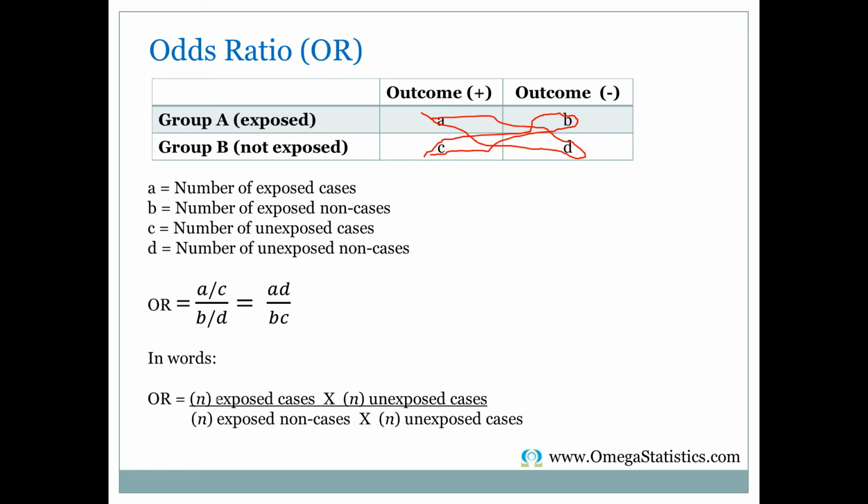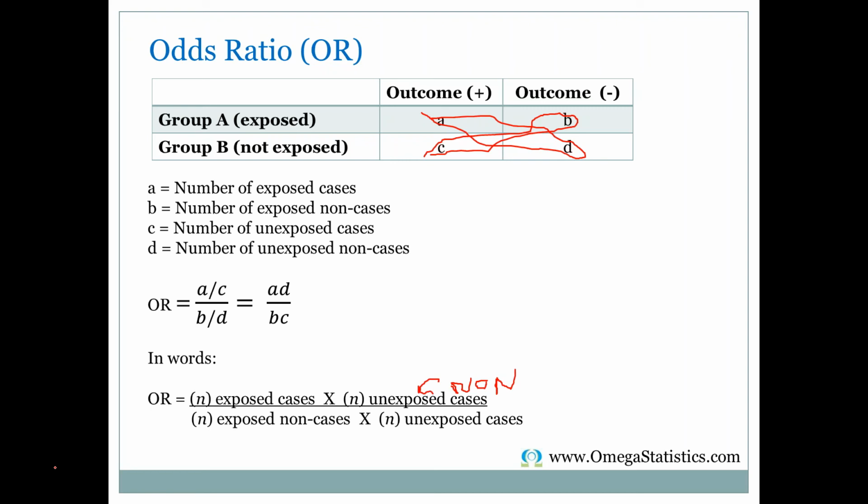You're going to have the number of exposed cases times the number of unexposed non-cases right here, and you're going to divide it by the exposed non-cases multiplied by the unexposed cases right here. And C was the unexposed. Yes, this should be unexposed non-cases right here. Sorry about that. I'm going to change my slides.